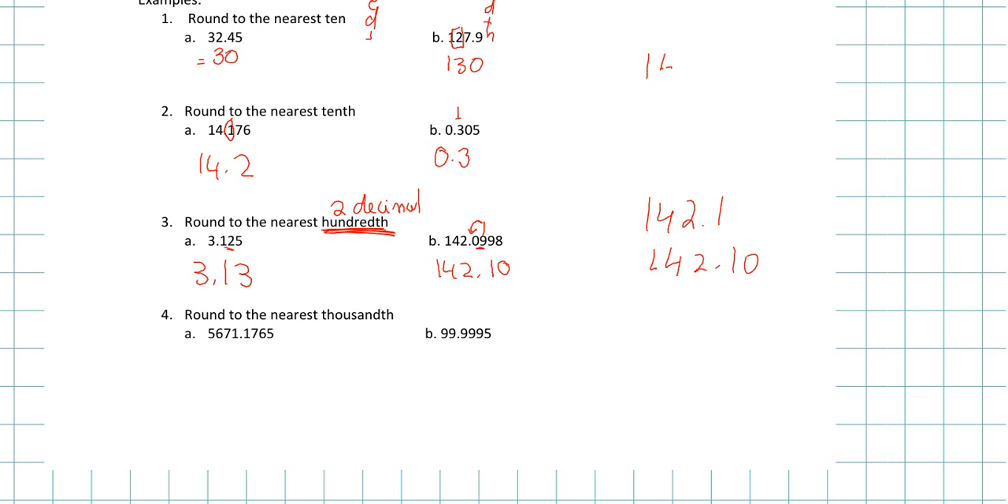Now the nearest thousandth for this one. Where's the number that I have to keep? 6. What do I do with it because I have a 5 after it? I have to round it up to 7, so everything else stays the same except this number rounds up to 7.